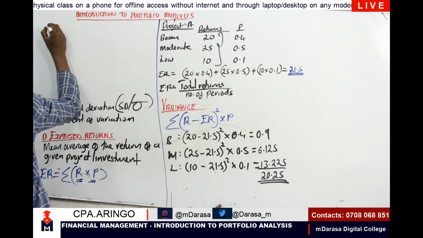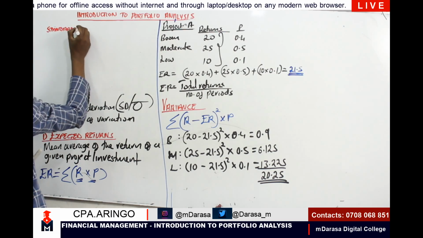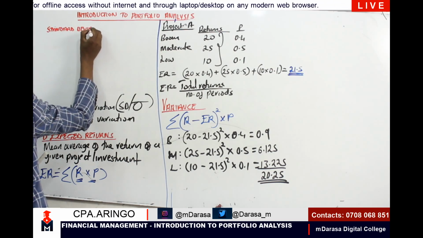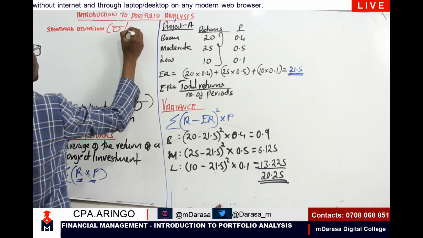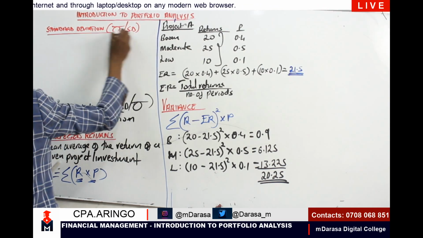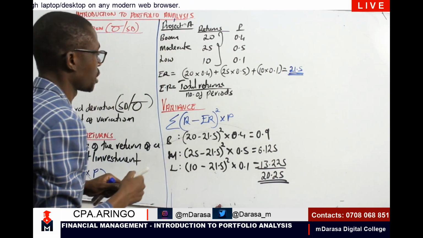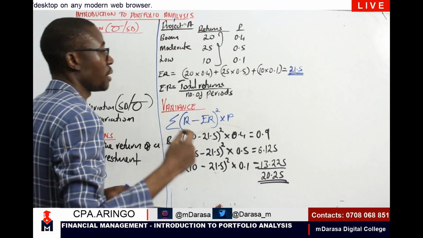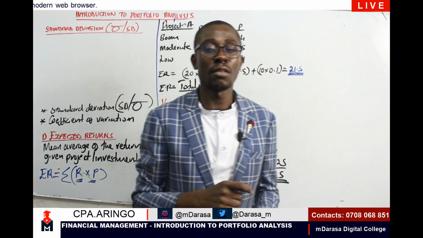Standard deviation, we normally look at it as an extension of the variance because whatever that we're going to do with standard deviation basically is one of the main elements that we normally tend to use to measure our risk. That is what we should always have in mind.